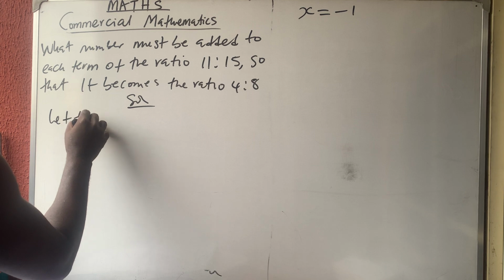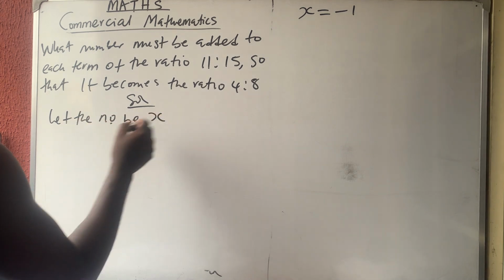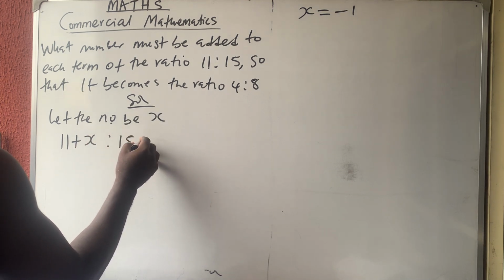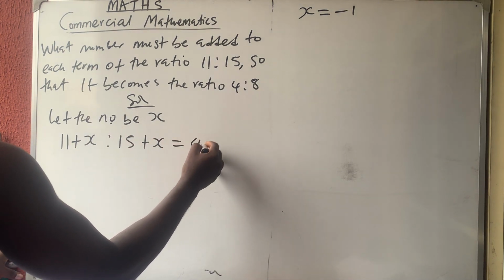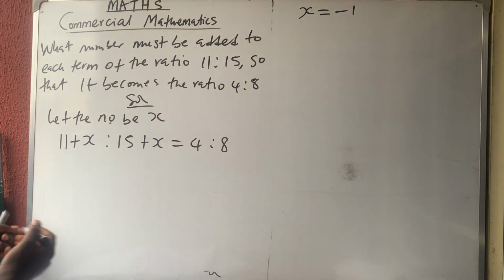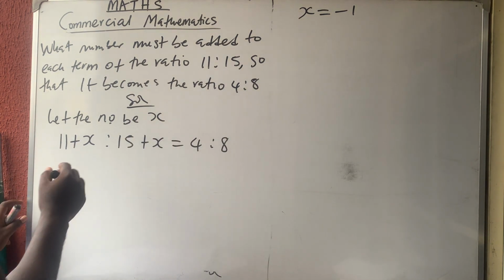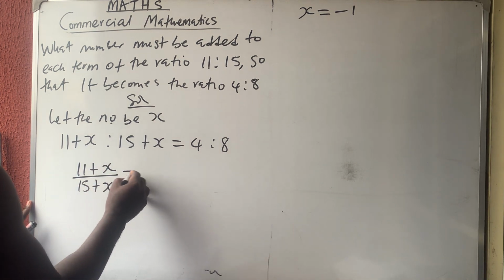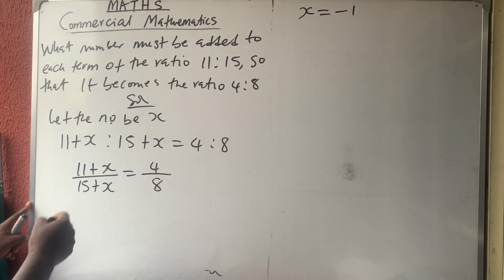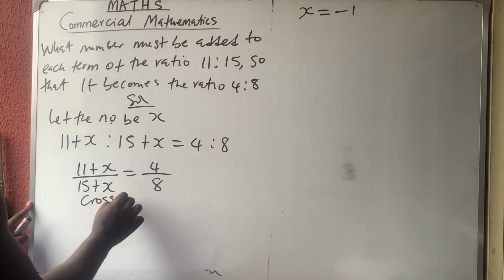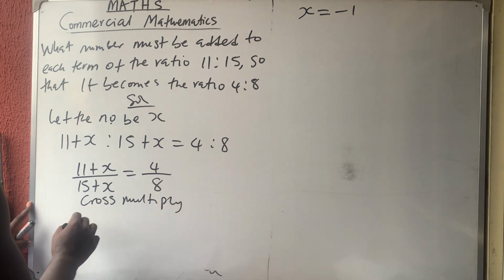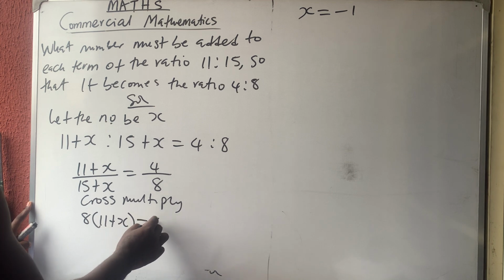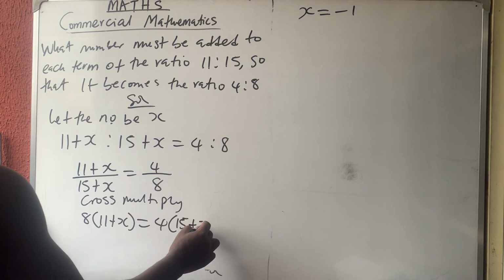Let the number be x. So we say 11 plus x is to 15 plus x, and we want it to be equal to 4 is to 8. And I told you that "is to" means divide. So we now have 11 plus x divided by 15 plus x is equal to 4 divided by 8. So if you cross multiply, we are going to have 8 in bracket of 11 plus x is equal to 4 in bracket of 15 plus x.